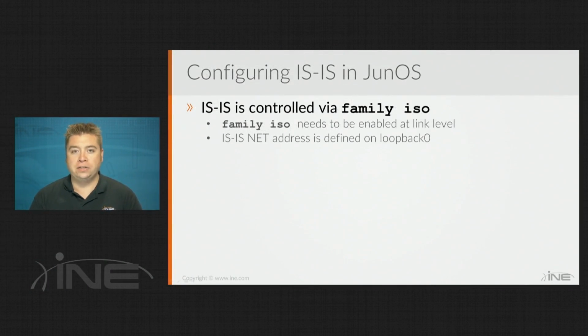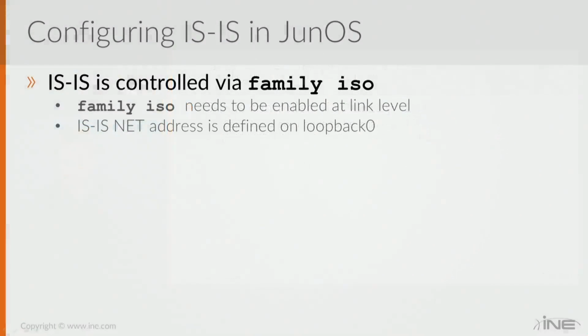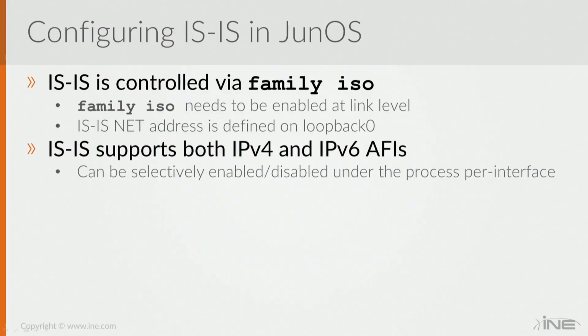So we go to the interfaces that we want to enable ISIS on, we activate the address family ISO, and then specify the NET address basically as an ISO address on the loopback. Then under the global process, we can selectively choose whether we want to enable ISIS for IPv4 routing versus IPv6. So just like we do in IOS, we can have a single SPF run for both of them, which is called single topology ISIS, or we can separate the topologies into two different SPF runs, which is also known as multi-topology ISIS.